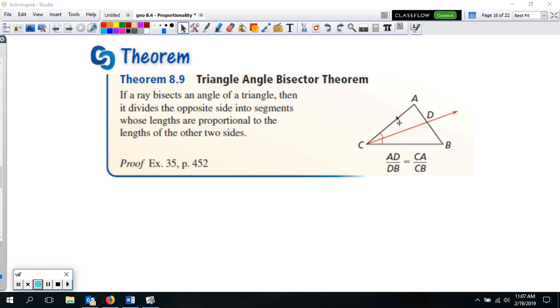Notice they're consistent. You have the top side of this ray being the numerators, the bottom side of the ray being the denominators. And this side here where it's using the same side and cutting through it, that's going to be one fraction, and these other two are going to be the other fraction.